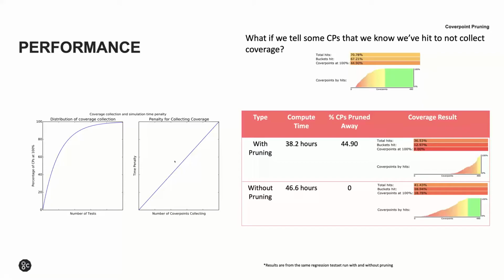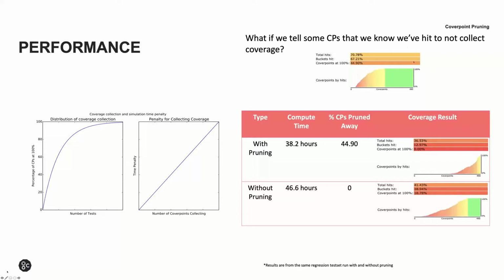So what we can do is we can say, okay, we'll take the cover points we hit very easily, and we'll prime our simulation with those cover points, and we'll tell the coverage collection, do not collect any coverage for those cover points only, and collect the cover points that are interesting. So what happens if I do that?